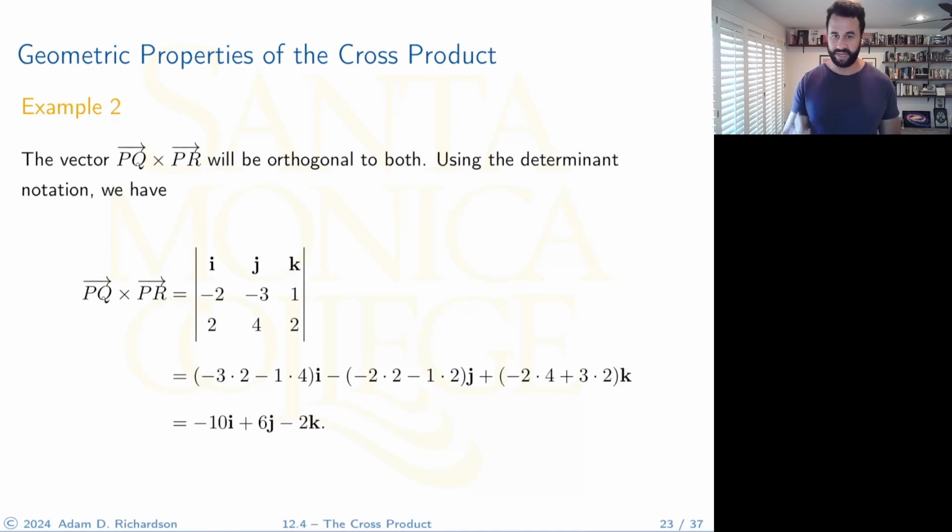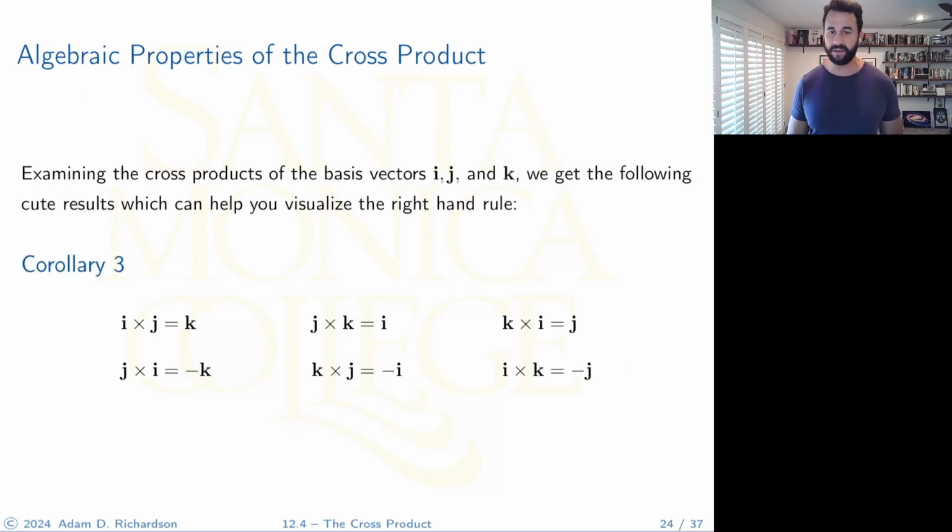Cool. So that is a vector orthogonal to the plane that contains those 3 points. Now let's talk about some algebraic properties. We saw the geometry of the cross product. Now let's look a little bit more at the algebra.